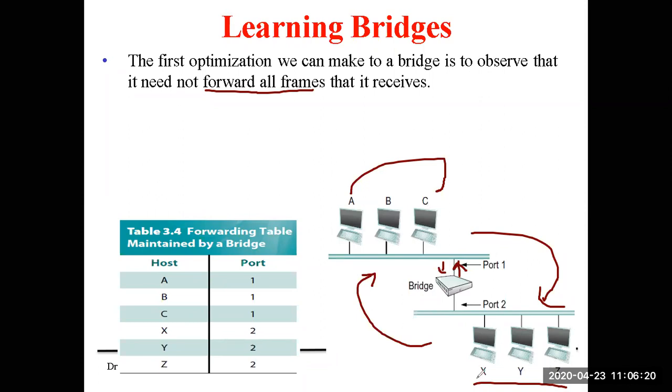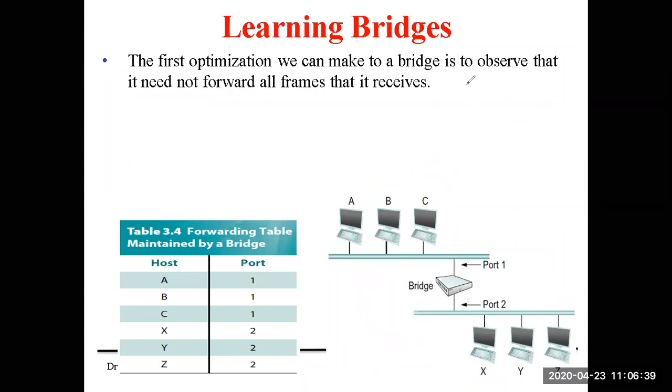Similarly, suppose I am transmitting from X to Y. Since it is in the network, the packet will move in all directions. Once it reaches the bridge, the bridge will simply take a decision and forward it back. So this is what we should understand: not all the frames are forwarded. Observe that very important thing. Frames that are received in the bridge are not all forwarded.